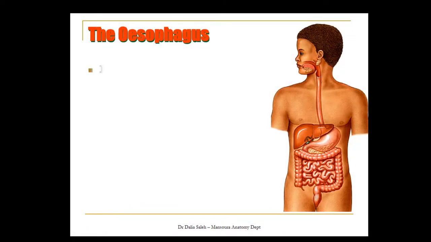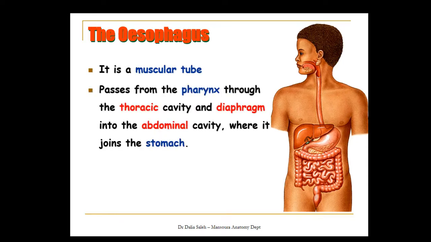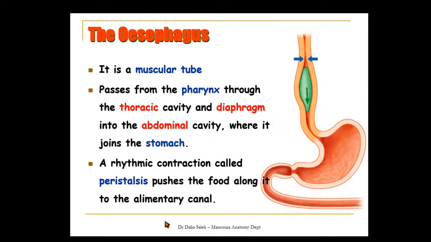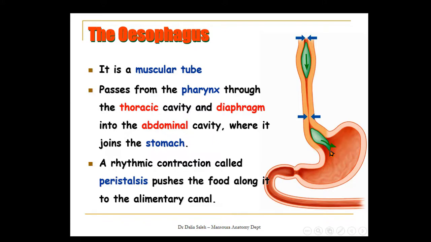Next we have the esophagus. It is a muscular tube that extends from the end of the pharynx down to the beginning of the stomach. So it passes both inside the thoracic cavity and also part of it lies inside the abdominal cavity. Its rhythmic contraction, called peristalsis, pushes the food along it to the rest of the alimentary canal. So this is the esophagus. It contracts above the bolus of food to push it downward into the stomach. This rhythmic contraction again is called peristalsis.